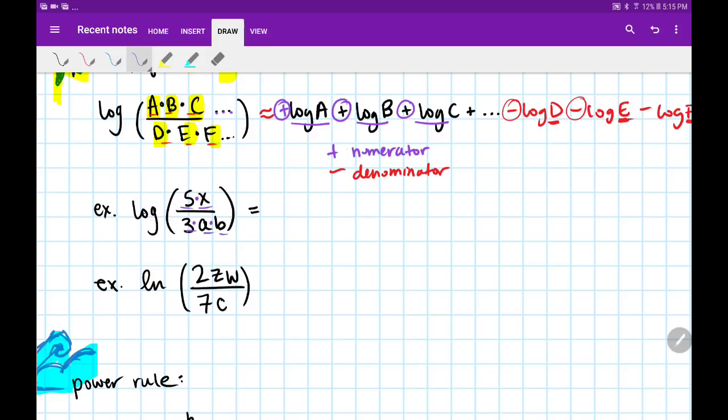So let's start with our numerator. We're going to have log of 5 plus log of x. They're both positive in front because they're in the top. Now I'm going to deal with my denominators. So I'm going to switch to negative: minus log of 3, minus log of A, minus log B. And that's how we will expand that.